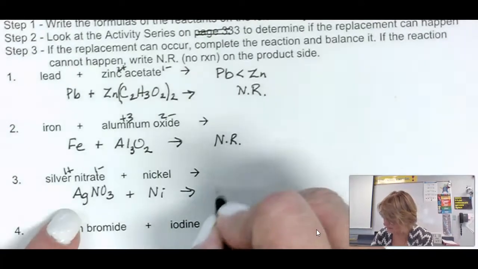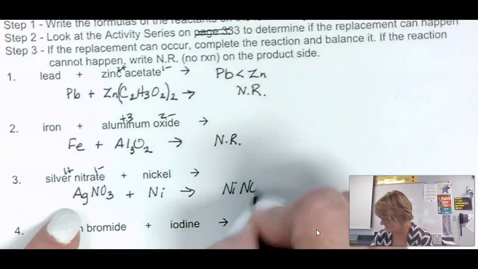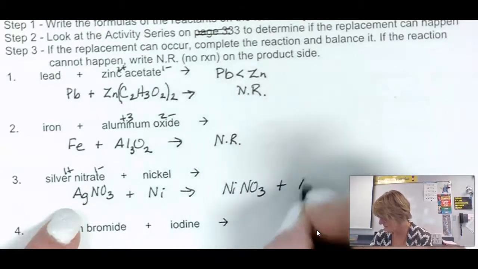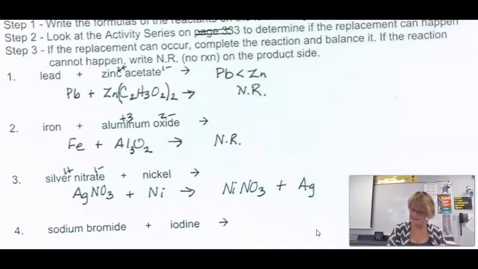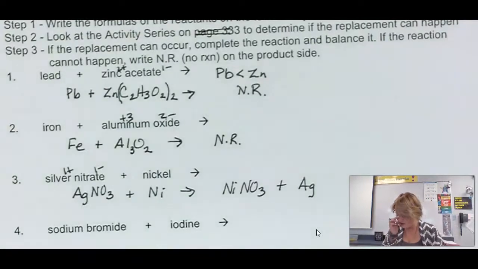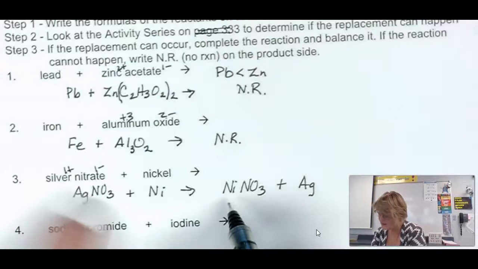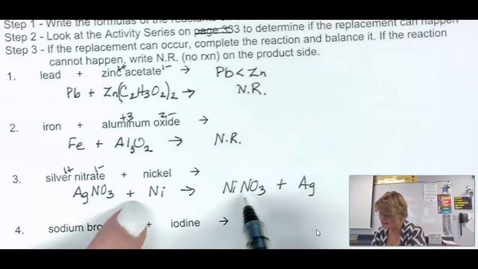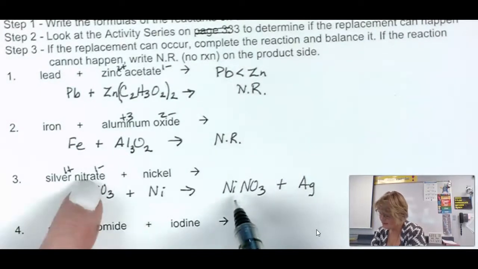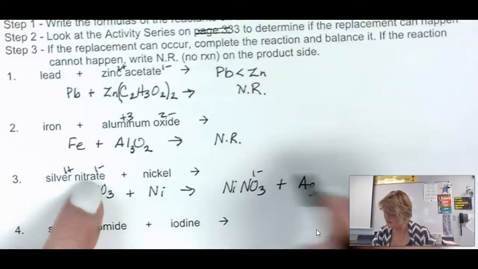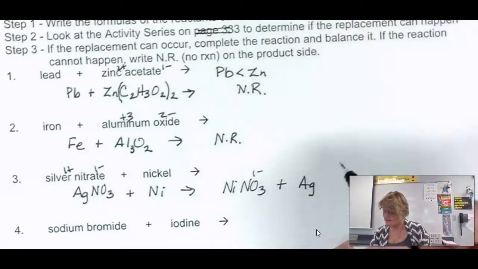So we've got nickel nitrate plus silver. Let's look at our charges again and find out what things need to be. If we have nickel and nitrate, nitrate being a -1, and nickel.